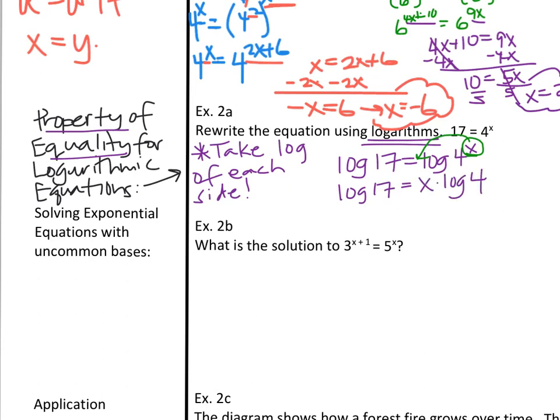And once x is out of the exponent location, we can divide by log 4 to get x by itself. And that's ultimately the change of base property. Plugging this into your calculator, x would be approximately 2.044. That's what would happen if you have just one exponent.